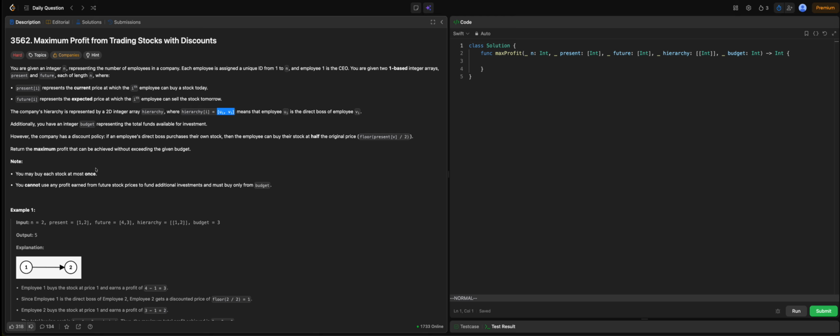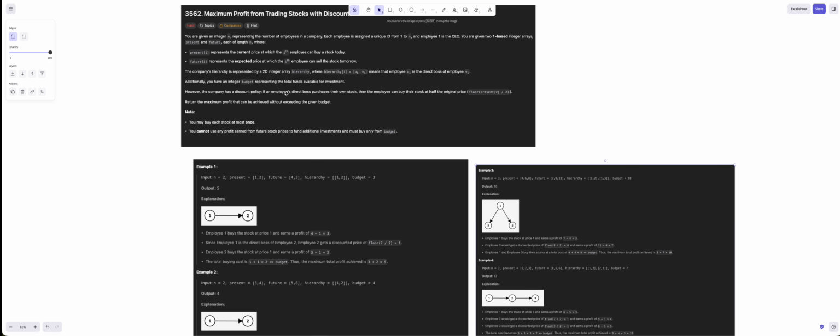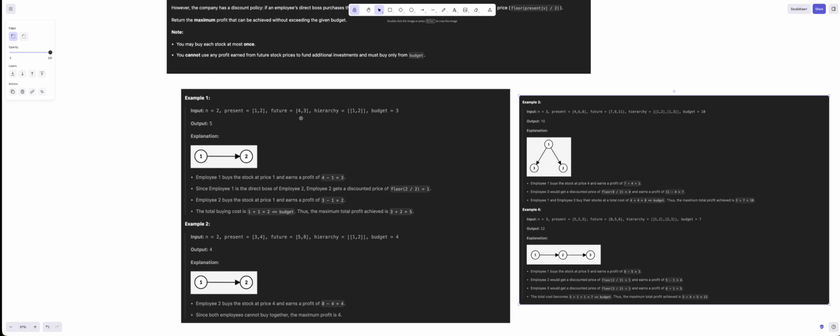Okay, so there are some notes here. We can buy each stock at most once, so we can only buy the maximum one time for each stock. We cannot use any profit from the future stock price to fund additional investment, and must buy only from the budget. Let's try to dry run the given example here.